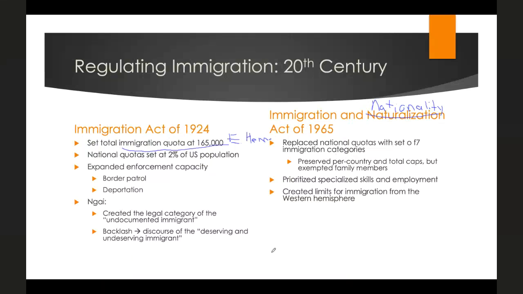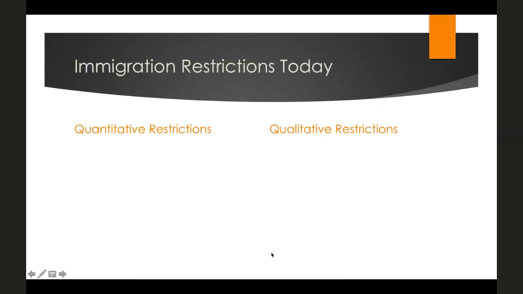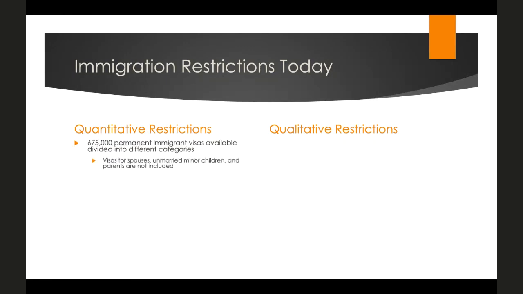So how do these immigration restrictions then work? Well, there's two types of restrictions that still are in effect. We still have quantitative restrictions, and there are 675,000 permanent immigrant visas available that are divided into different categories. However, visas for spouses, unmarried minor children, and parents are exempt from these limits. So there is a quantitative cap, but it is unlimited for immediate family members of American citizens.